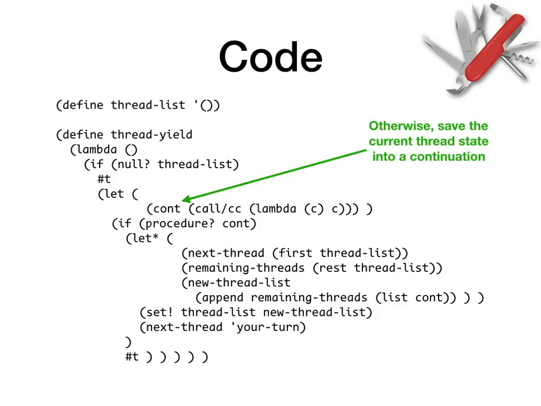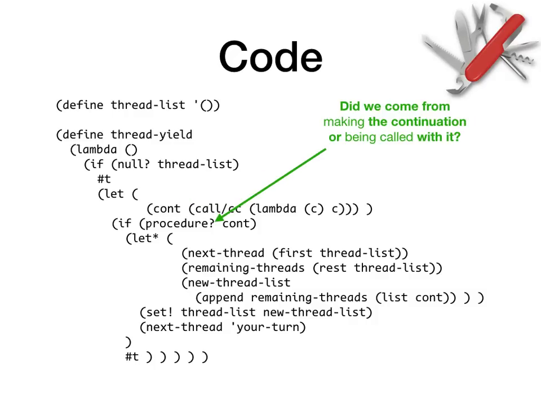Otherwise, what we're going to do is save the current thread state into a continuation. So we're going to do call/cc and just save that continuation into a local variable. Now, once you save that, there are 2 ways that variable can come about. It can either come about from creating the continuation or from calling the continuation. So we have to check to see if we came from creating the continuation or if we're being called with it.